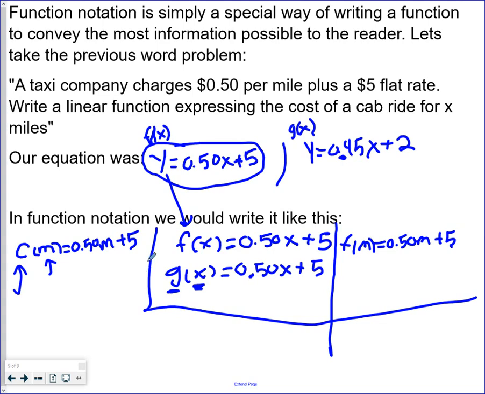Because when you get to those courses, you'll see that function notation makes things a lot easier to understand rather than just doing x and y for every single thing. Because it can get very confusing using x and y for every single thing. That's why we like to give things names so we can differentiate them when we're looking at more than one situation at a time.